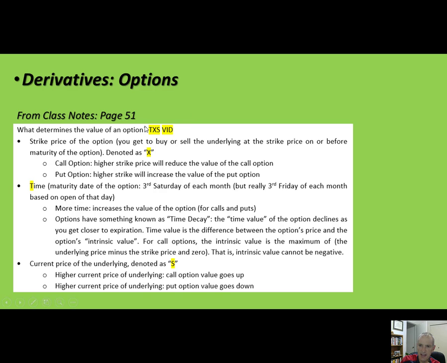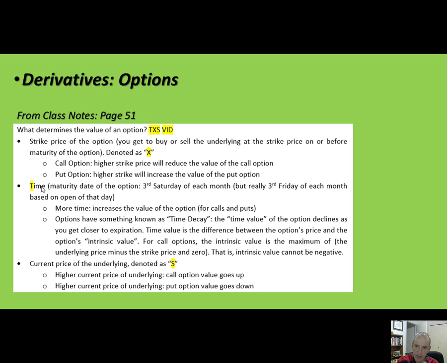The second thing, the T of Texas Videos, is time. So don't get confused. The S does not mean strike. The S relates to the underlying stock price. So T is time, the maturity date. When does it mature? Usually the 3rd Saturday of each month, but there are a lot more options now. The official ones, the most liquid ones, are the 3rd Saturday of each month, but it's really the 3rd Friday, but they do it through Saturday to give you all day Friday to get everything resolved.